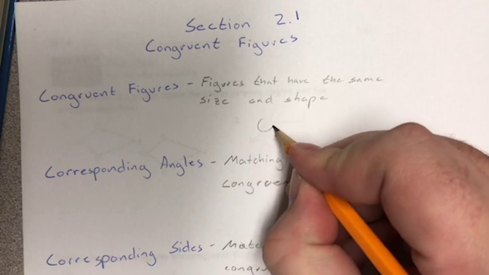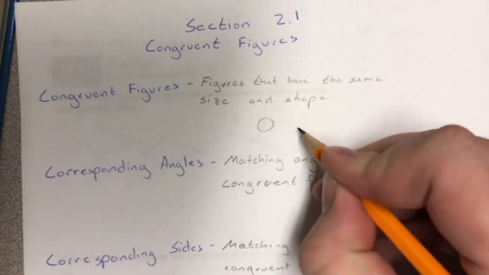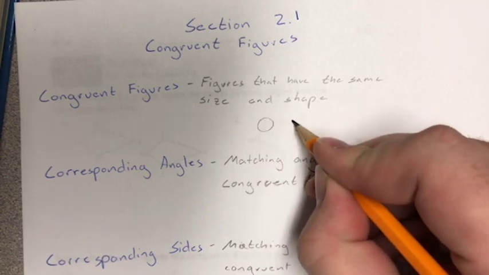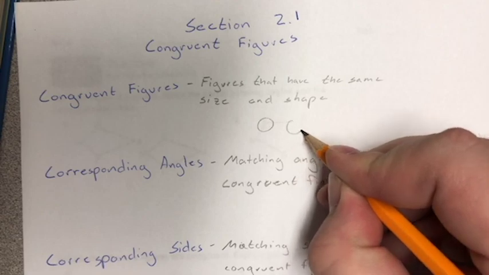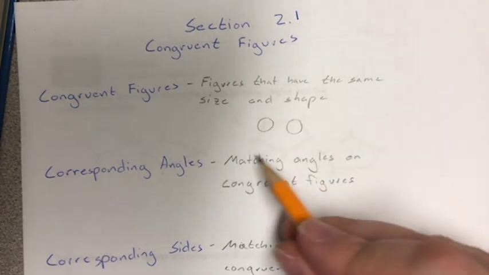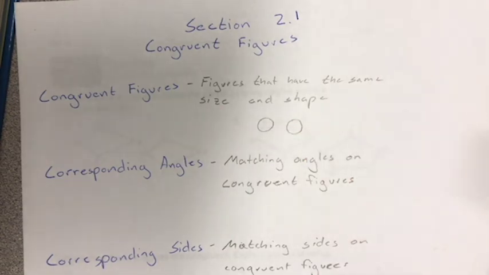So if I can do this perfectly, I have a circle, this is a figure, and if I could perfectly do it, it's not too terribly bad. These two things are congruent because they are the same size and they are the shape of a circle.